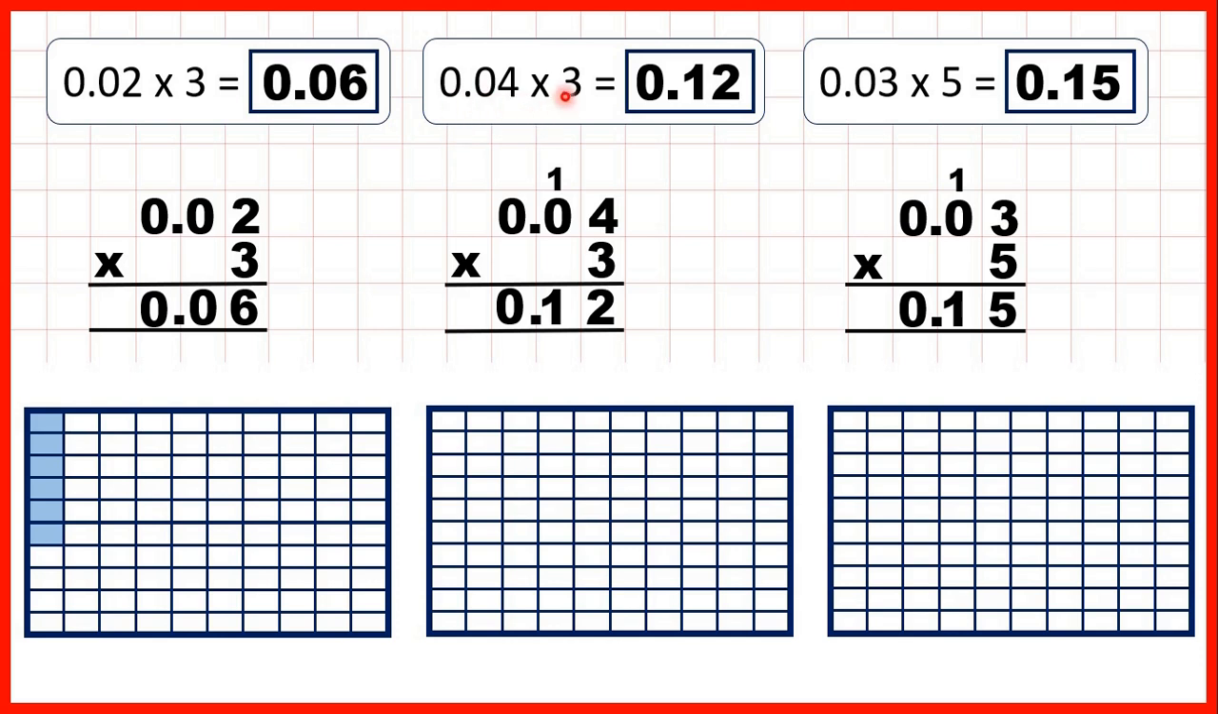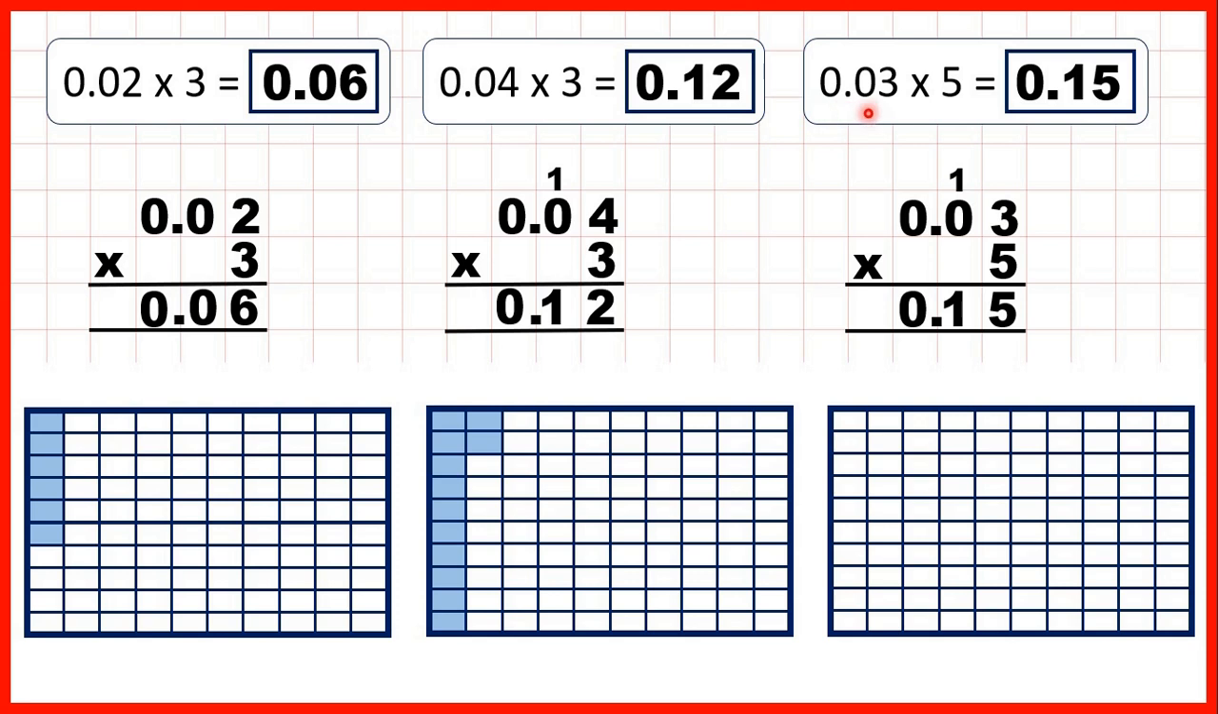Now, for 0.04 times 3, we can show 4 hundredths 3 times. So there's 4 hundredths, there's another 4, and there's another 4. You can see that we have 12 hundredths now shaded, so that's why our answer is 0.12, because remember, 10 hundredths is the same size as 1/10, so that's why we have 1 in the tenths digit of our answer.